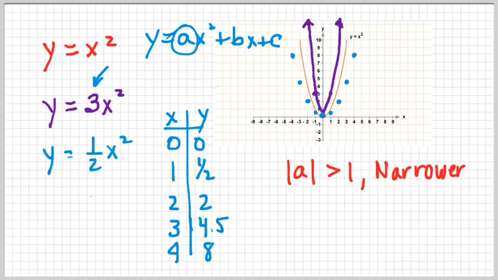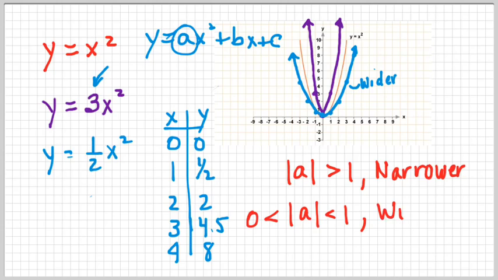Okay, so notice what that did. Now again, remember we're comparing it to the parent function, the orange function. What did it do? It clearly made it wider. Okay? And this always works when a, the absolute value of a, is a fraction. If it's between 0 and 1, it will be a wider parabola.